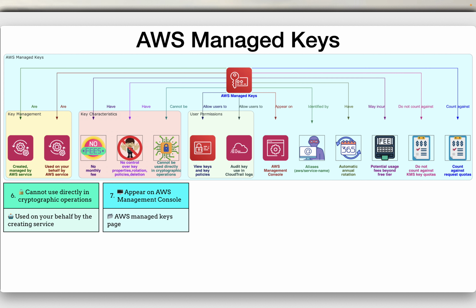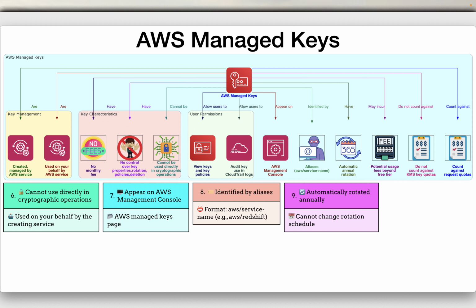AWS managed keys appear on the AWS managed keys page of the AWS Management Console for AWS KMS. You can also identify AWS managed keys by their aliases, which have a format that looks something like AWS/ followed by the service name. So it can be AWS/Redshift, for example. All AWS managed keys are automatically rotated every year. You cannot change this rotation schedule.